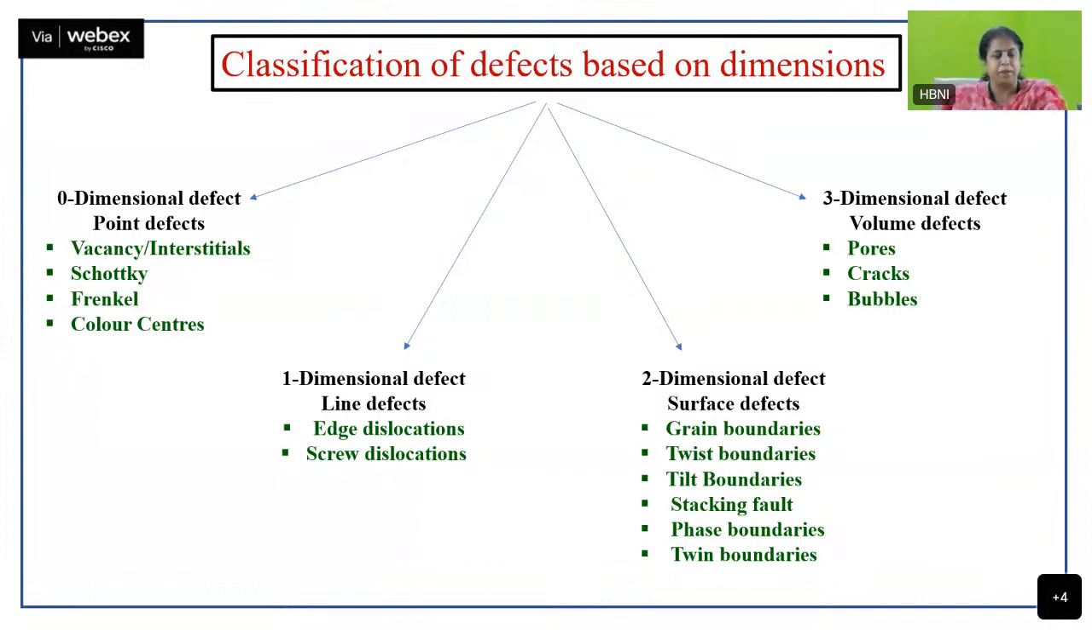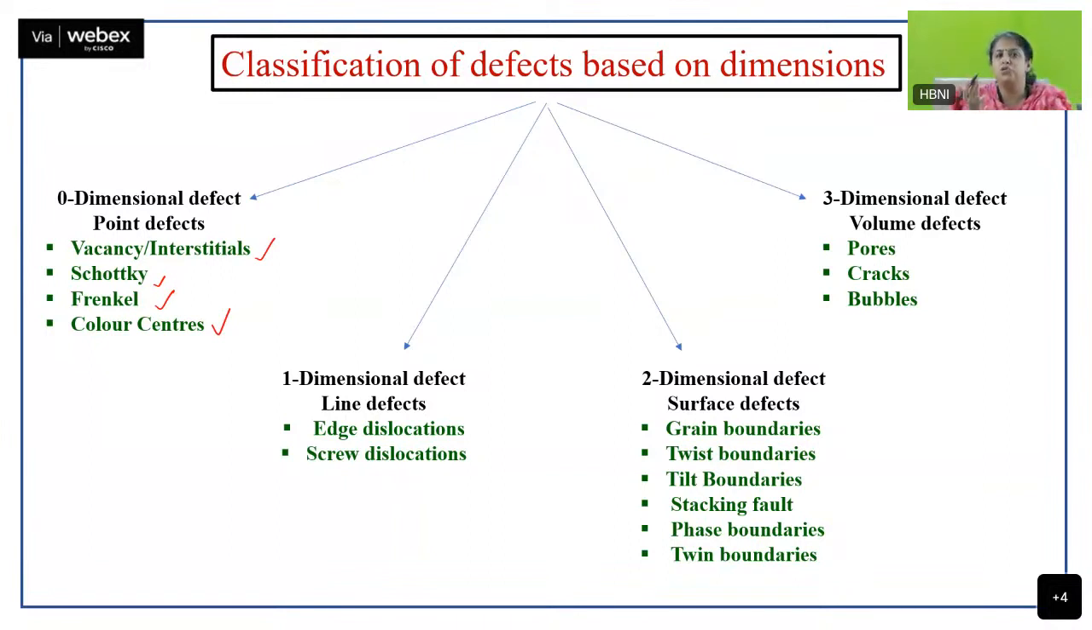Dimension means size. And zero dimensional defects, which are also called point defects, because they occupy ideally, I would say ideally, I will explain later why, ideally they occupy one lattice site. Okay, so they are called point defects, and they include vacancy, interstitial, they include Schottky, they include Frenkel, and they also include color centers.